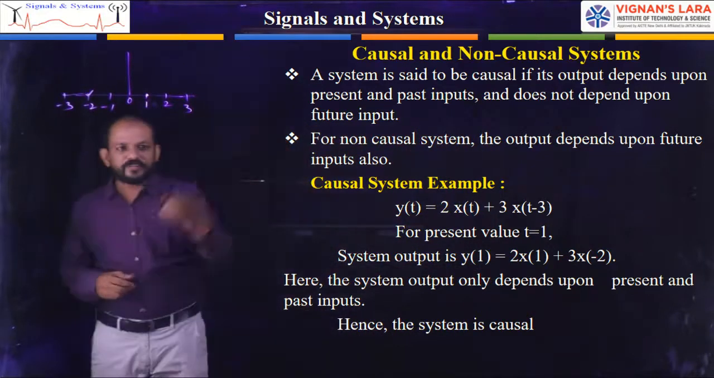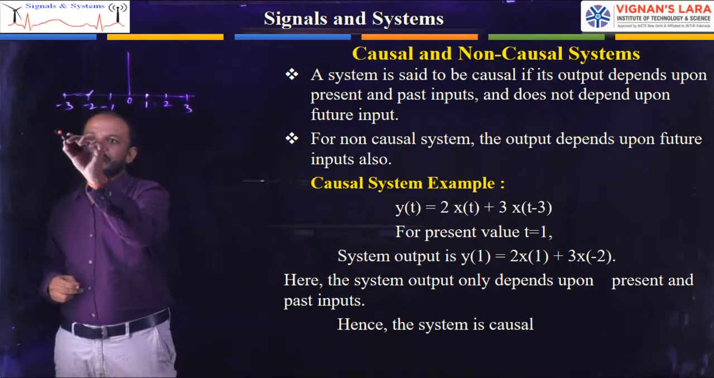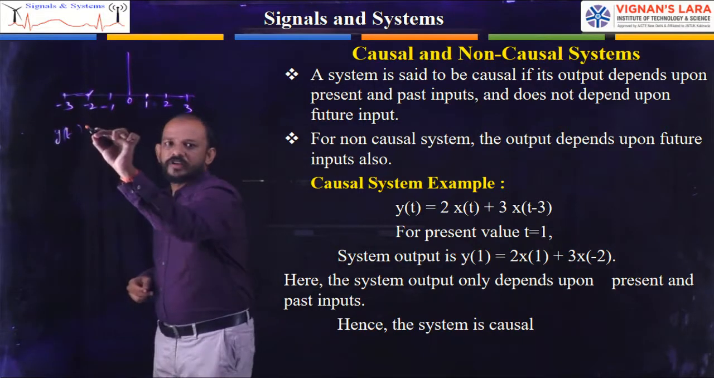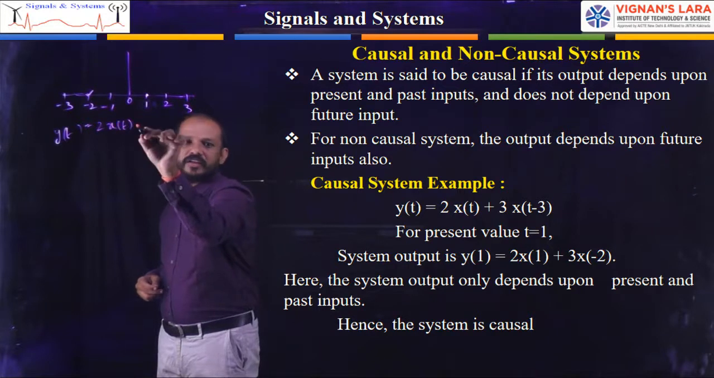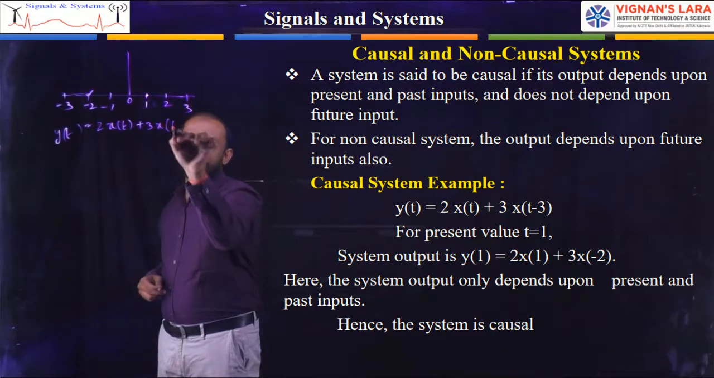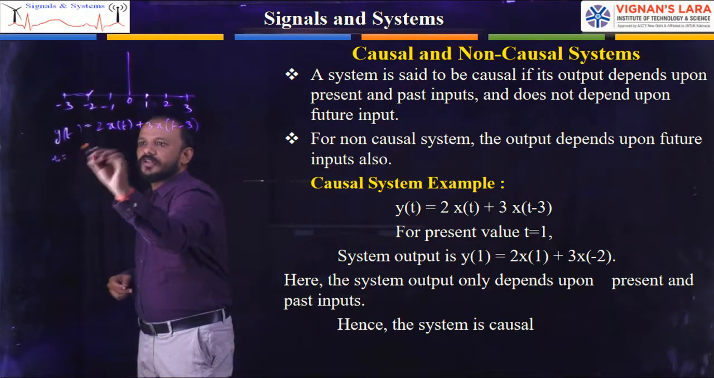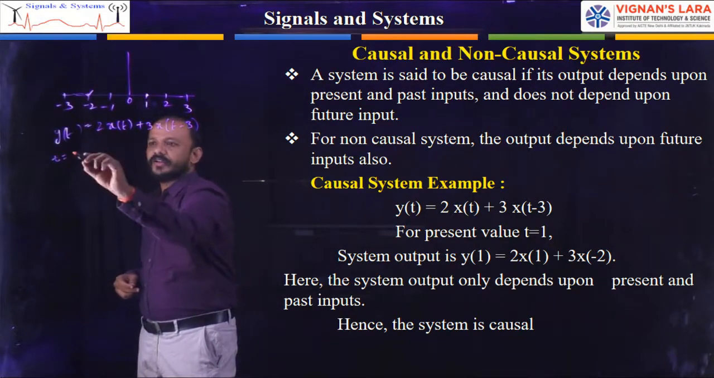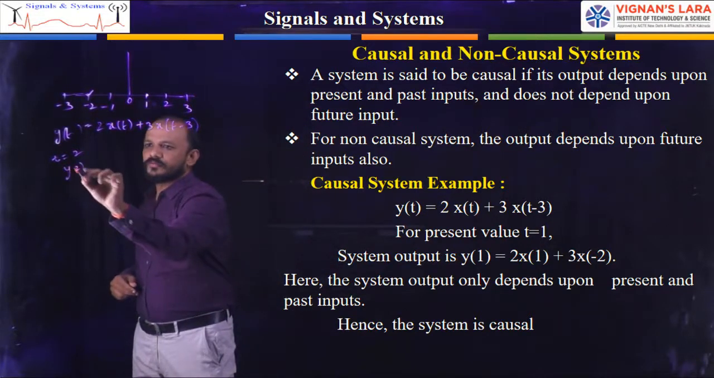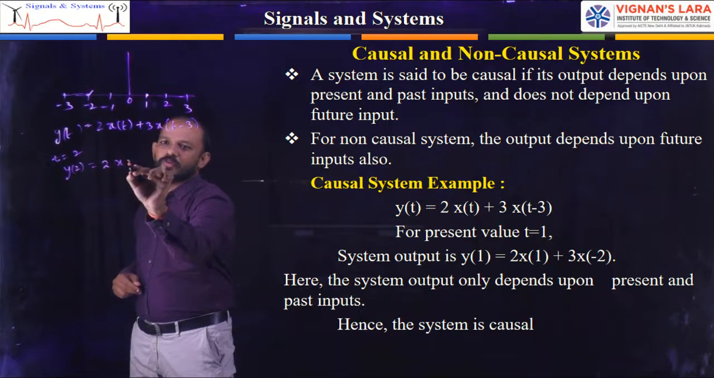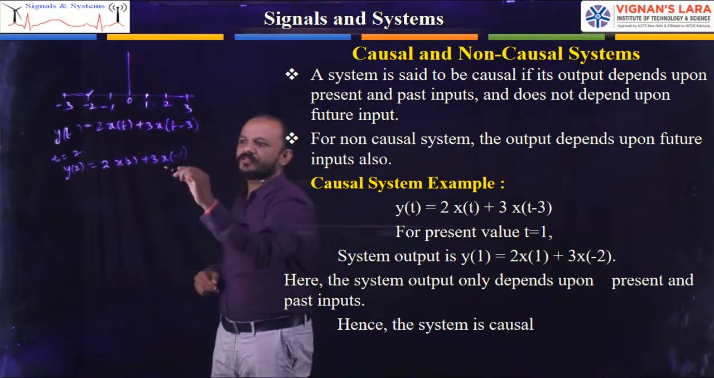Or in place of t equal to 1, you can take t equal to 2. So for the same equation, y of t equal to 2 into x of t plus 3 into x of t minus 3. This is the equation. For t equal to, they had taken 1, I had taken 2. T equal to 2. So y of 2 equal to 2 into x of 2 plus 3 into x of 2 minus 3, minus 1.